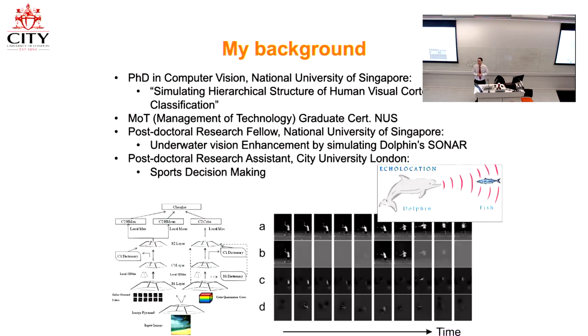Just a brief introduction to myself. I have a PhD in computer vision from the National University of Singapore, where I was working on simulating the hierarchical structure of the human visual cortex. So during my PhD, I was looking at the human brain, trying to see what is basically happening and how we can simulate it. At the time, my PhD contribution was improving the classification accuracy from 54% to 60%. And once I submitted my thesis and it was done, the next year something was released with 85% in deep learning. So you can see how deep learning has changed everything, and everything is now focused on deep learning.